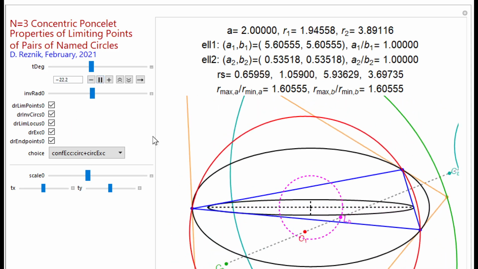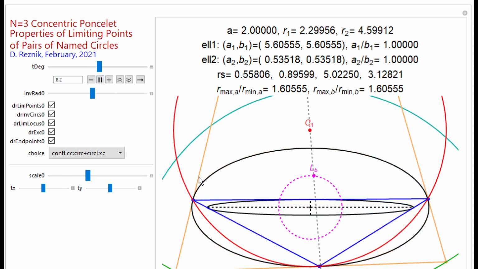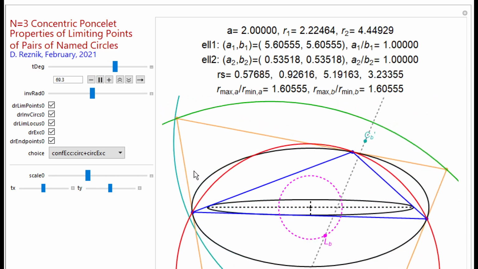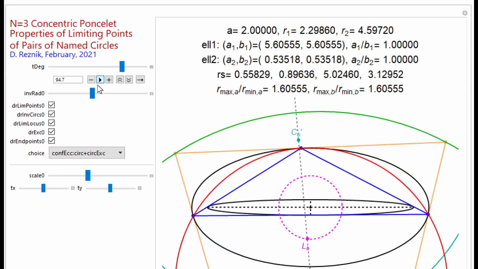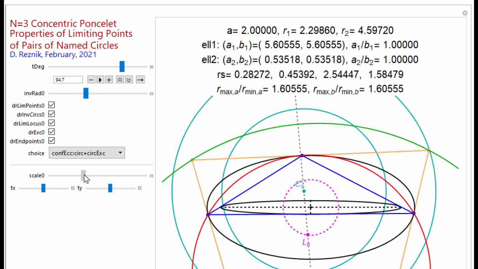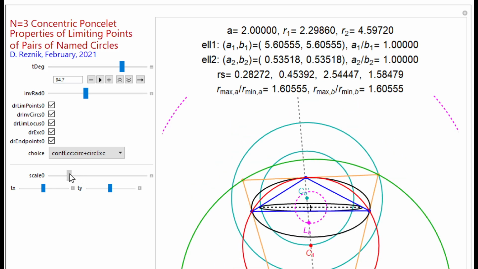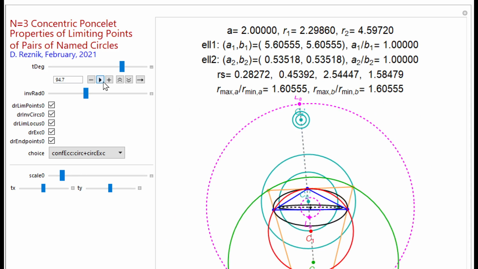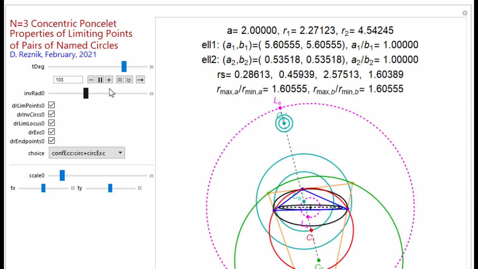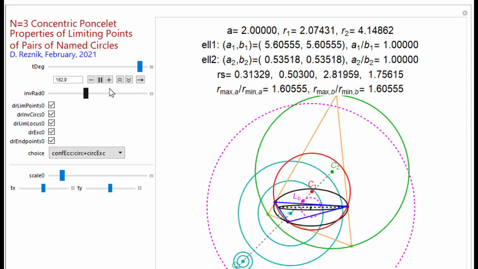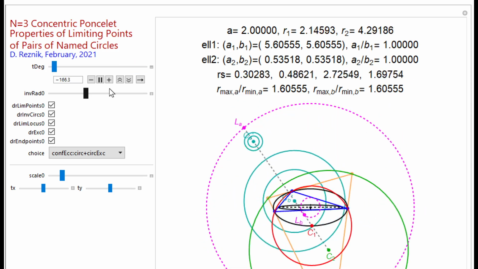Let's watch this more closely as the family iterates. So you can see that LB, one of the limiting points, is moving along that circle. Let's look at the other. Let's look at the other circle, the other locus, which is this one here, LA. So the locus of LA is also its own circle. So this is a pretty beautiful result.